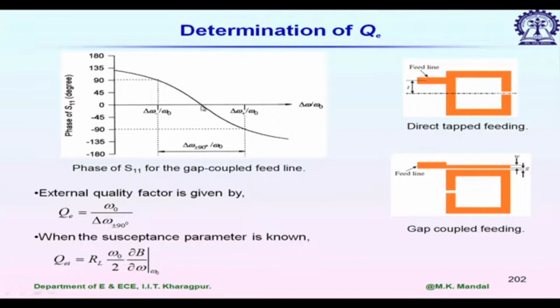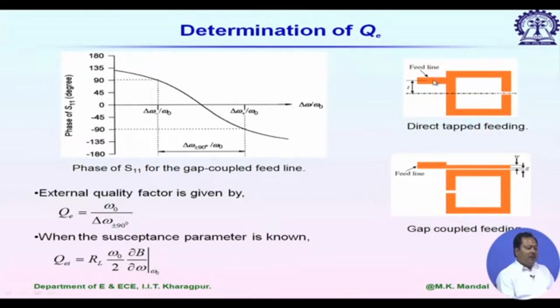So, what you have to do is first find out the resonance frequency of this resonator and note down the phase of S11 at that particular frequency, then go to the left hand side, minus plus 90, and the right hand side, minus 90, and note down these two frequencies represented by delta omega minus and delta omega plus. From that we have the delta omega plus minus 90 degree bandwidth, and Q external is simply omega naught divided by delta omega plus minus 90 degree.